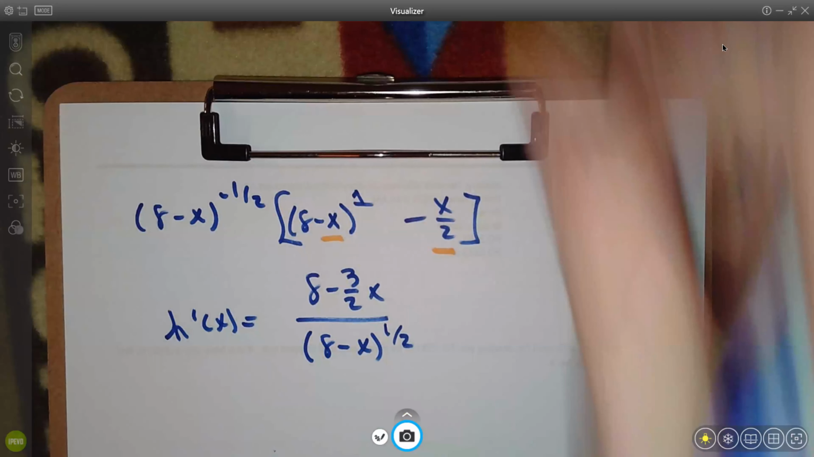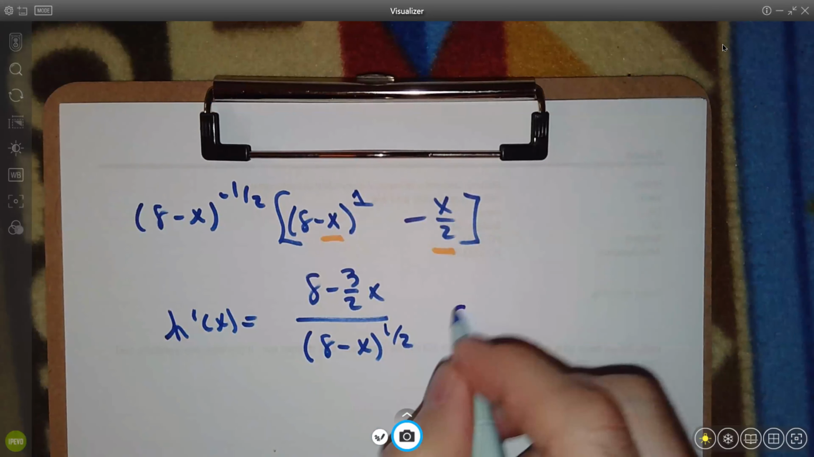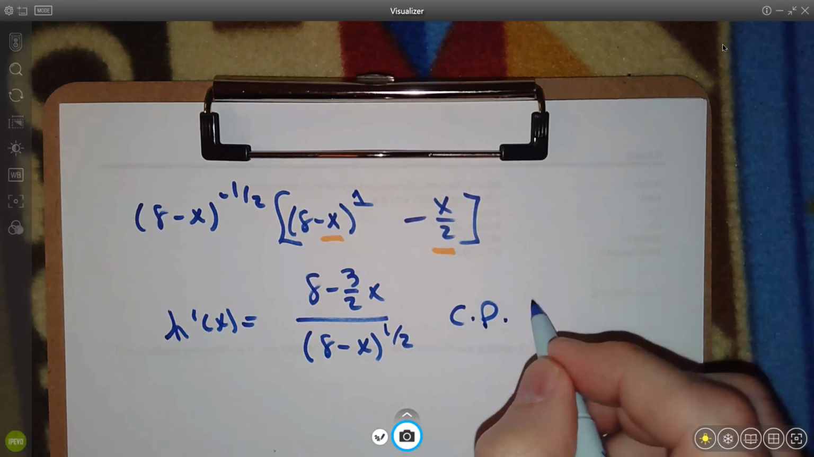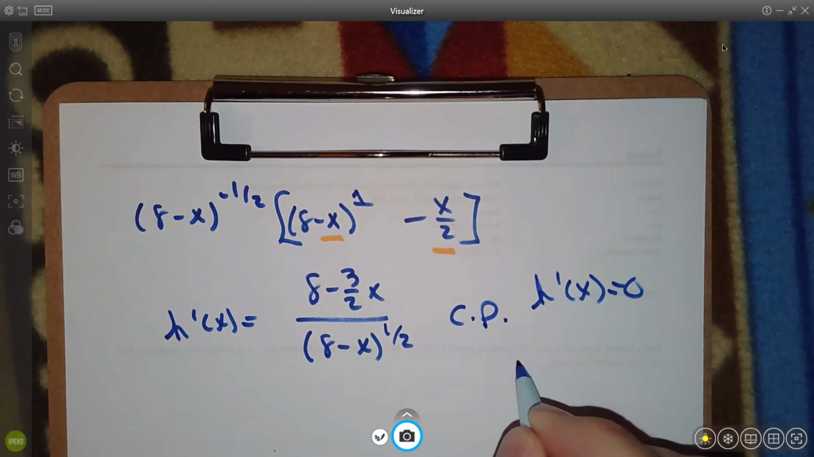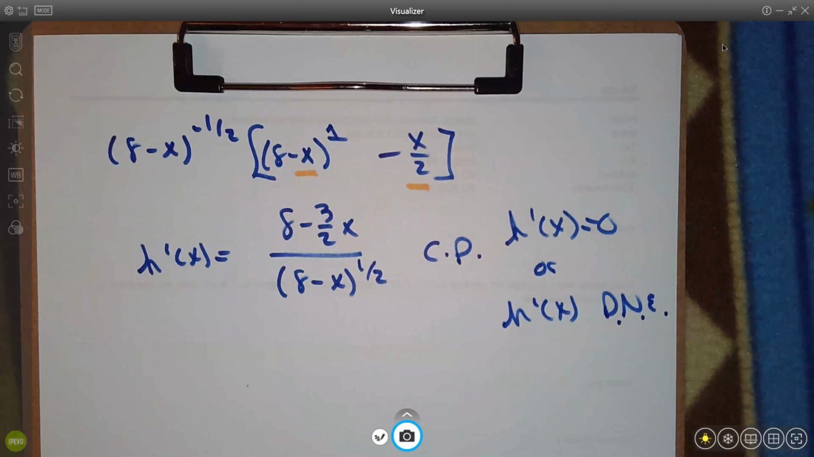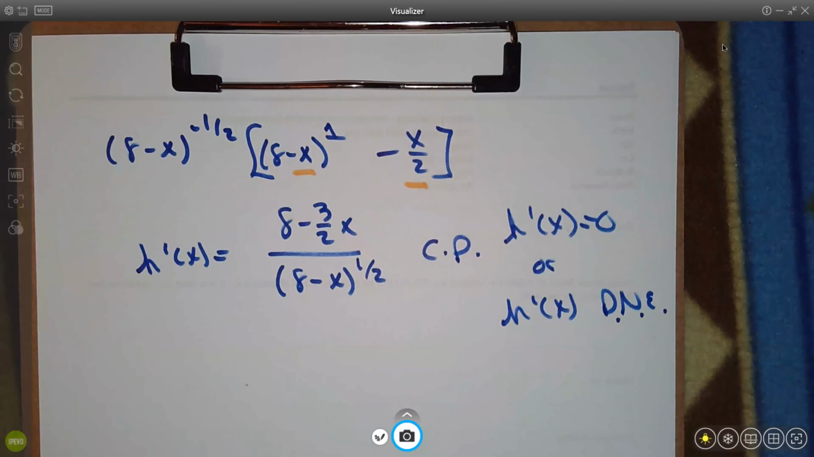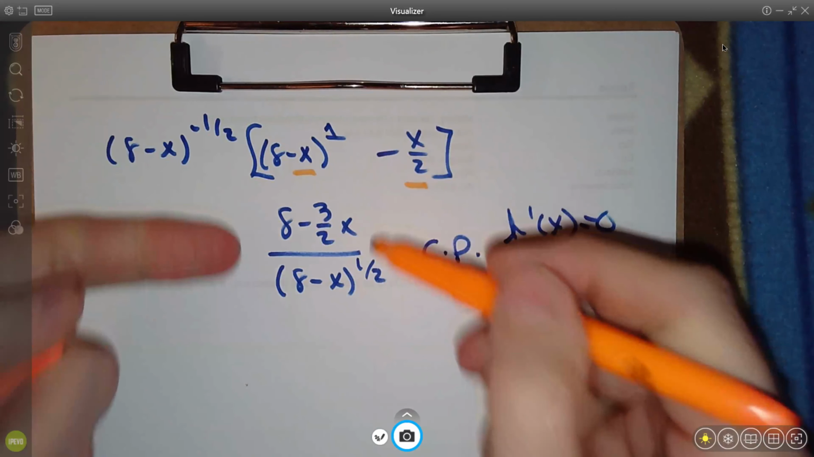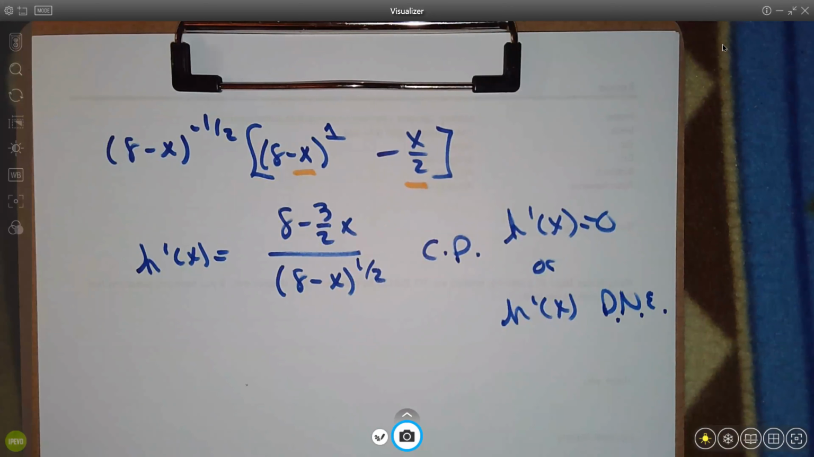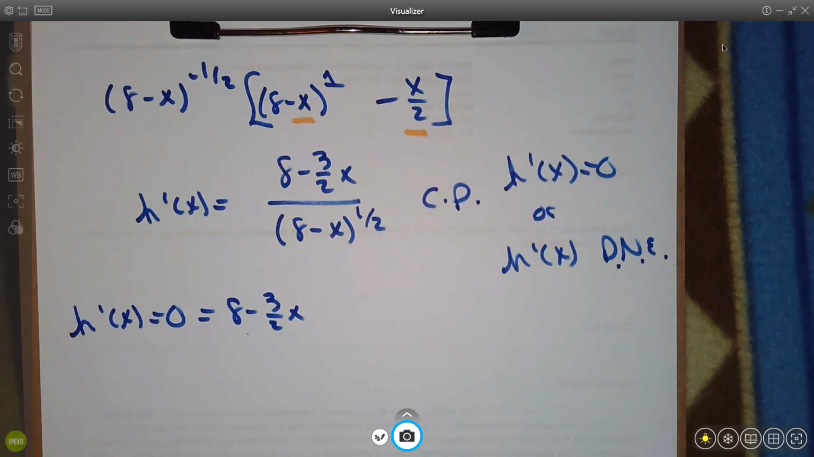Why do I mention that? Well, 8 is part of your domain, but if you're looking for critical points, those are going to be where h prime of x equals 0 or h prime of x does not exist. The equals 0 part is easy. That's just going to be where the numerator equals 0, because where the numerator equals 0, the whole fraction is going to equal 0. So let's do that. h prime of x equals 0 equals 8 minus 3/2 x, like that.